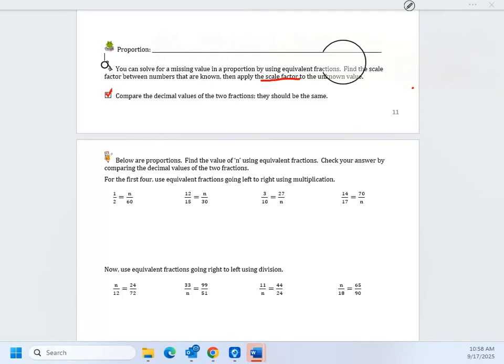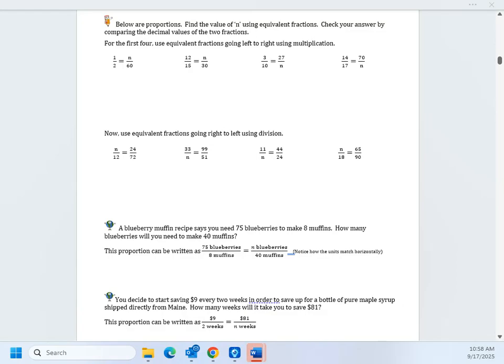So let's look at our second page now. Now we're turning the page. Now we have proportions. Find the value of n using equivalent fractions. Check your answer by comparing the decimal values of the two fractions. For the first 4, use equivalent fractions going left to right using multiplication. But down here, our n is on the first fraction. So we need to go backwards, and we're going to divide.